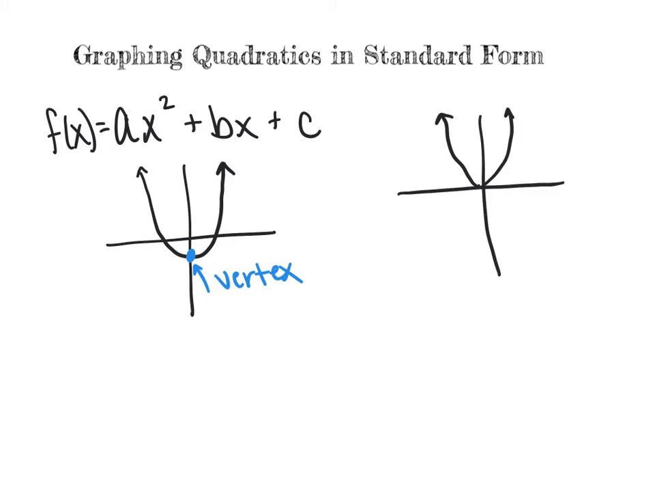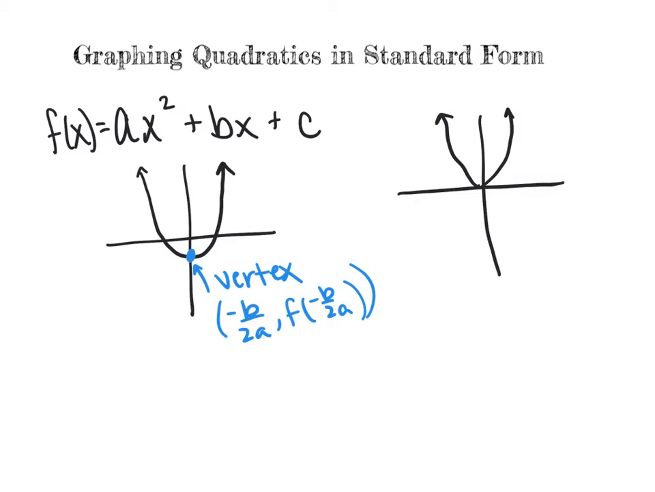which generally occurs in function form at negative b over 2a, and evaluating the function at f of negative b over 2a. So whatever you get for this x value, you plug it back in, and you're going to get your y value at the vertex.